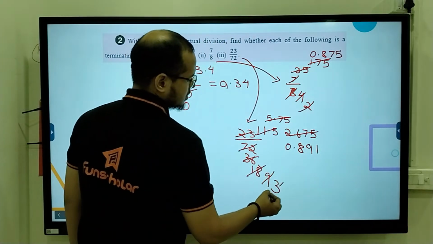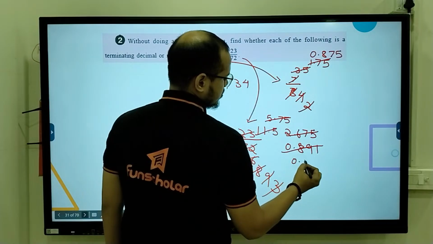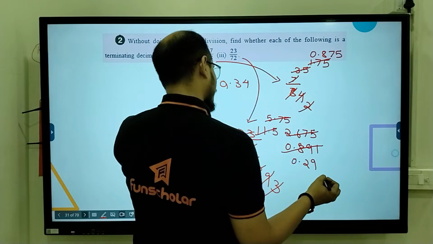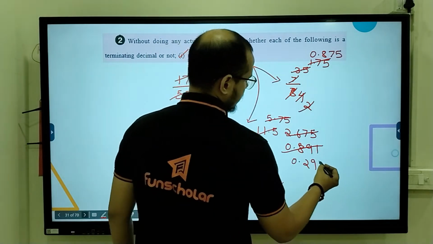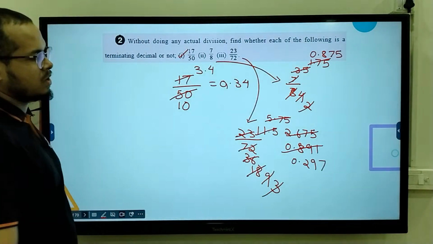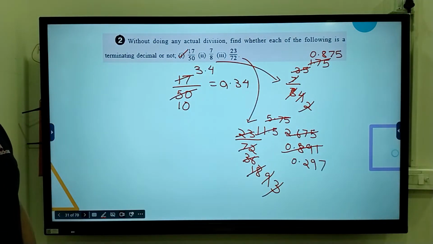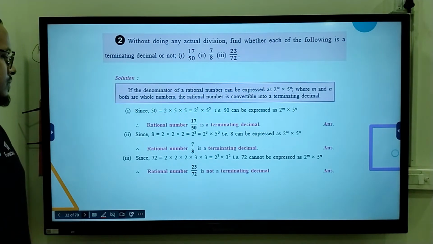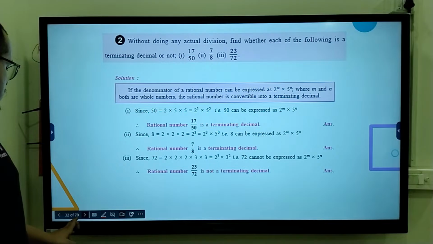Let's leave it at that. 0.2, 29 is 9, then 7, 8, 9, 21, 7. Okay, so all of these are coming out to be numbers that are going to get terminated. Okay, so we have done this.